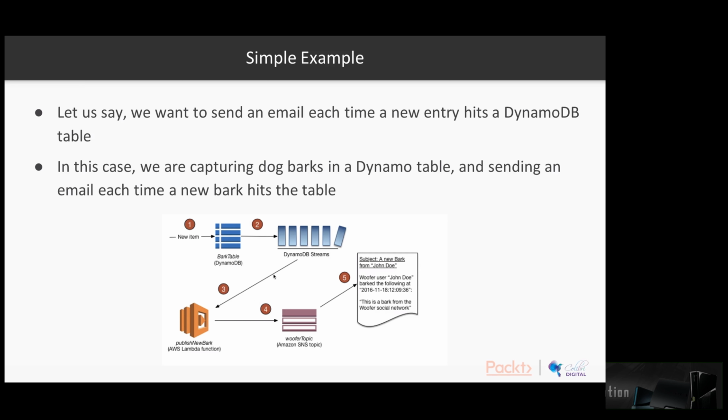That Lambda function gets invoked each time a new event hits that DynamoDB stream. And of course, a new event hits that DynamoDB stream each time a write operation occurs to that DynamoDB table. So that function gets invoked with a new bark. The Lambda function then publishes that bark to a woofer topic, for example, which could then send an email to say a new user has barked or whatever.